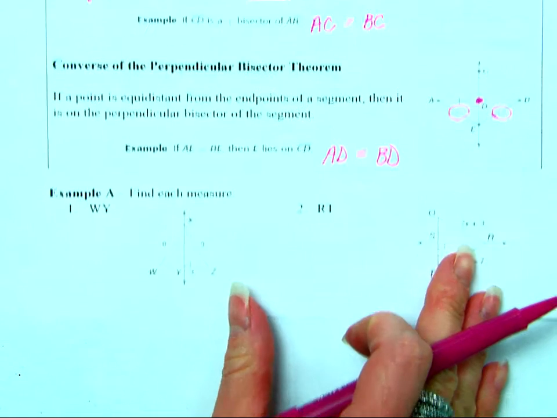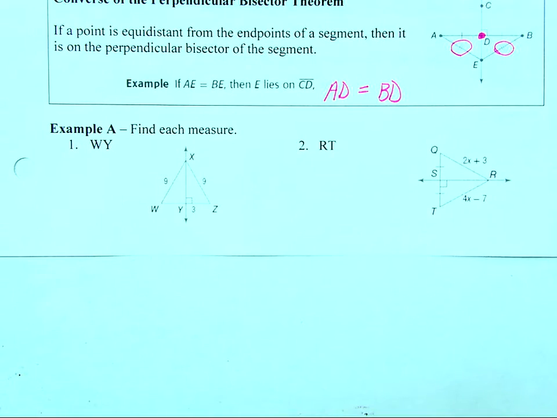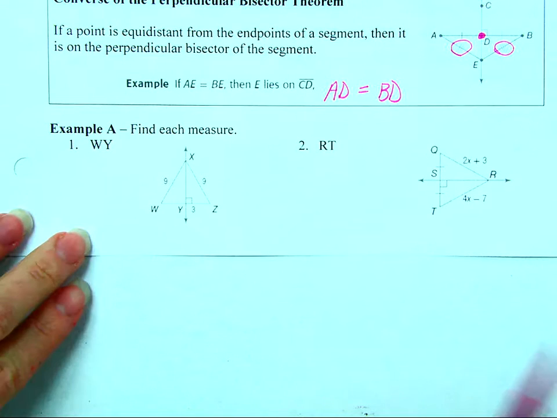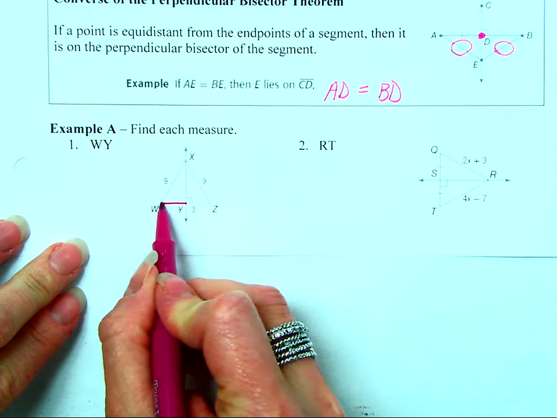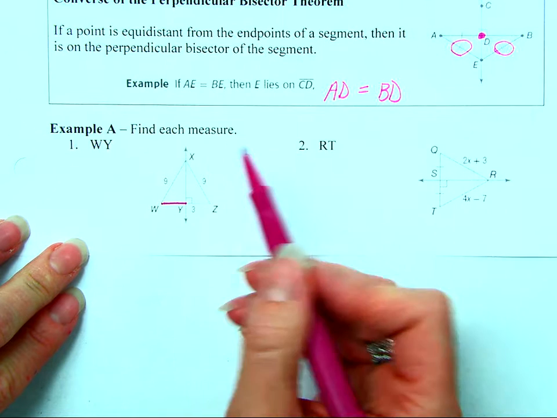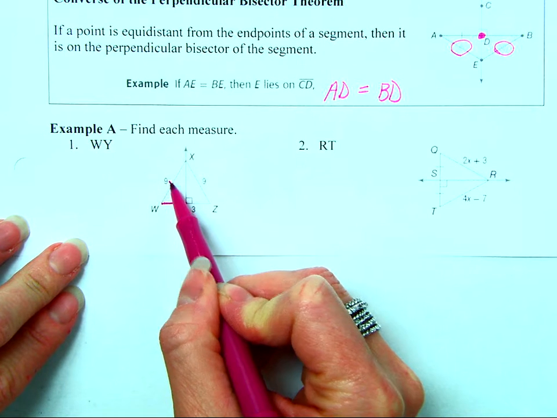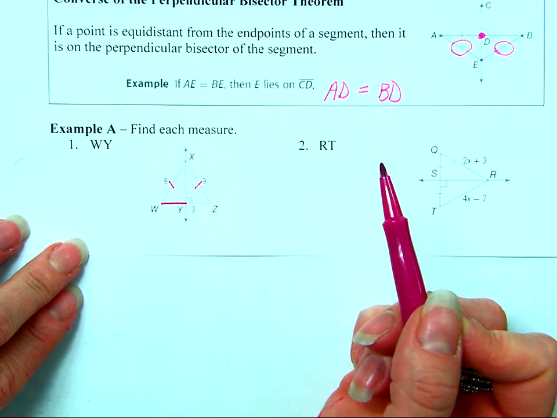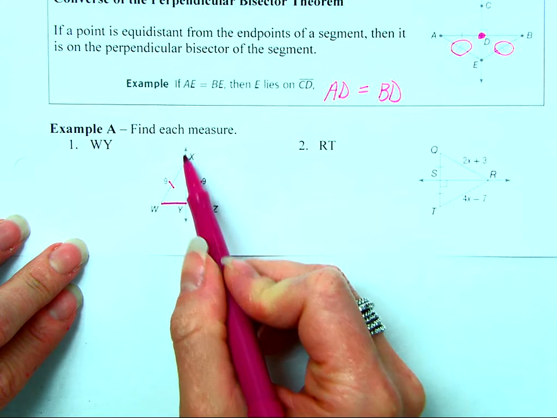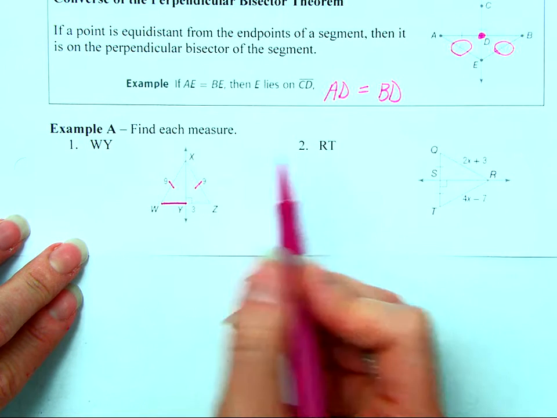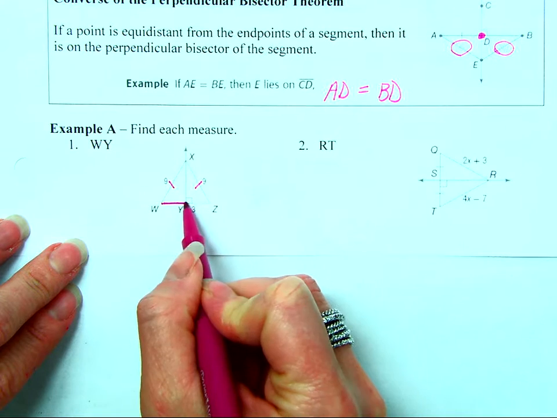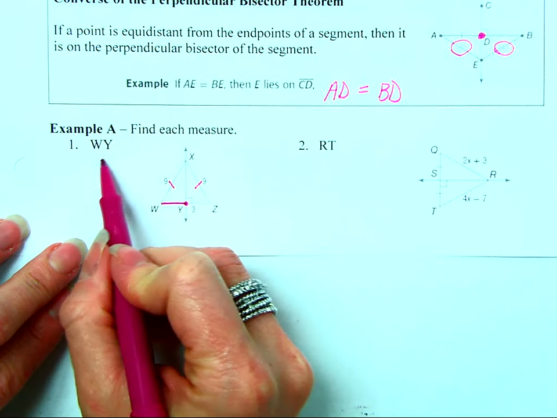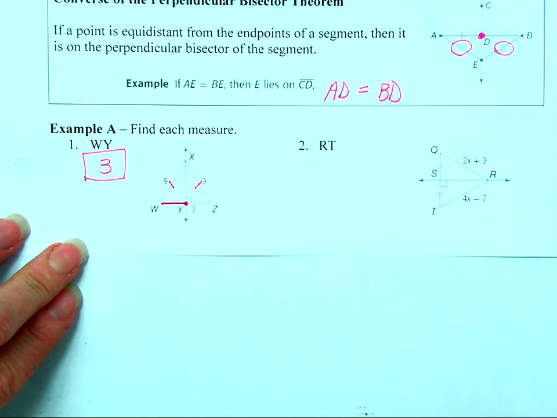So they're going to ask us today to find some of our measures, our segment lengths, or our angle measures. If you look at example A, they're asking us to think about the length of WY. Well, I can see here that I have WX as 9 and ZX as 9. If that is equidistant, this must be a perpendicular bisector, meaning that Y must be a midpoint, or WY must be a length of 3.